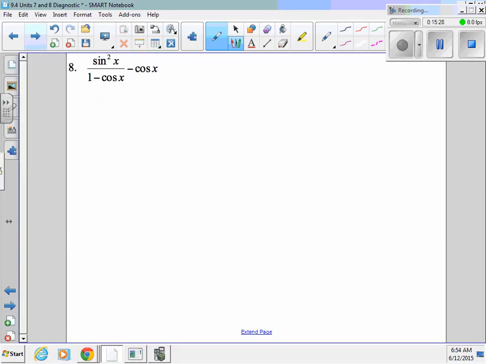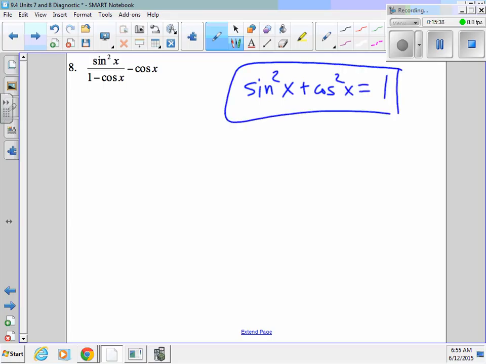All right, number 8, we want to simplify this using identities. We have sine squared x plus cosine squared x equals 1. You have to know that. That is one of the chief things you need to know coming out of this course. You have to know that and why it works. If I subtract cos squared x from both sides, sine squared x is 1 minus cos squared x.